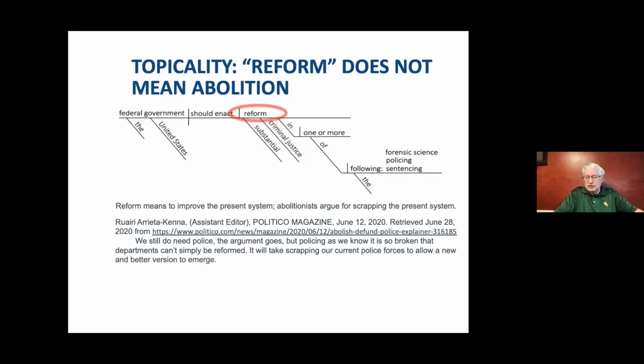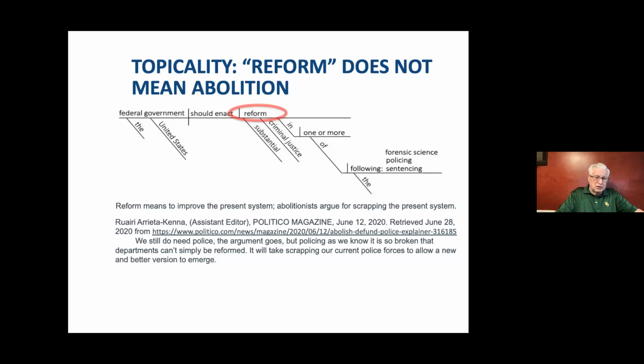Because you will have some affirmative teams that will try to obviate a negative topicality or a negative counterplan argument, a counterplan based on abolition or defunding police, by actually doing it on the affirmative. And so you need to have enough evidence when you're negative to establish that reform is not abolition. That if you reform something, you're working within the system, you're not abolishing the system.